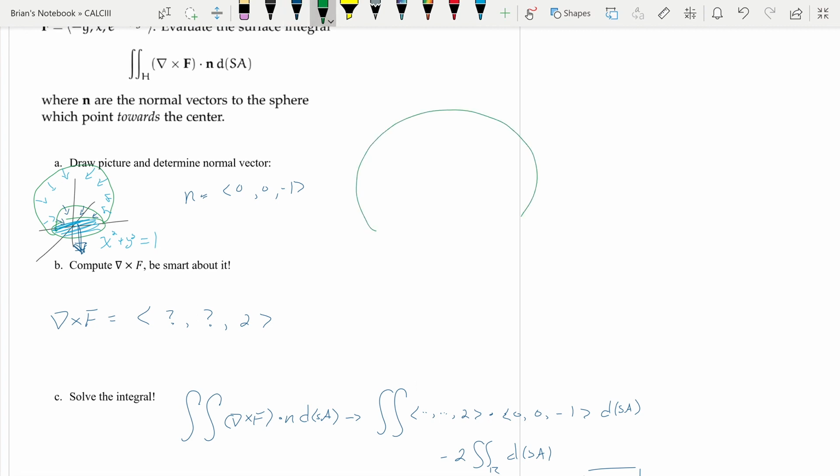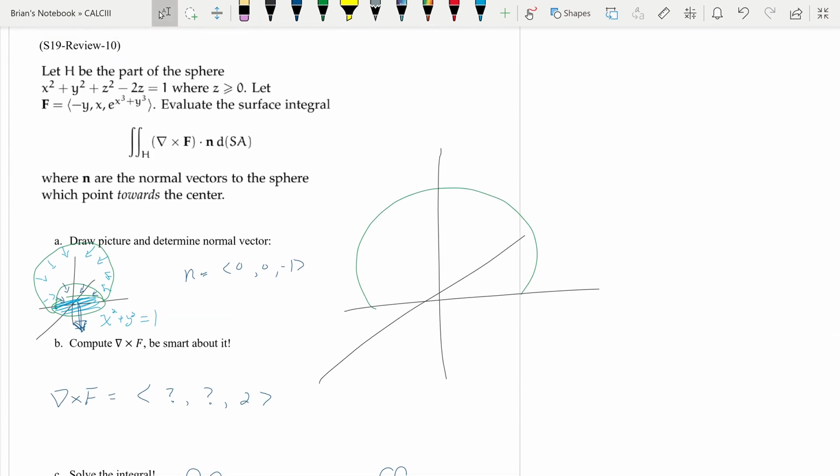Like we were talking about in the problem, the last line. So this is what it looks like. They give us the equation x squared plus y squared minus 2z is equal to 1, and then z has to be greater than 0. If z is greater than 0, then it's going to be above the xy plane. So we cut it off at the xy plane right there.